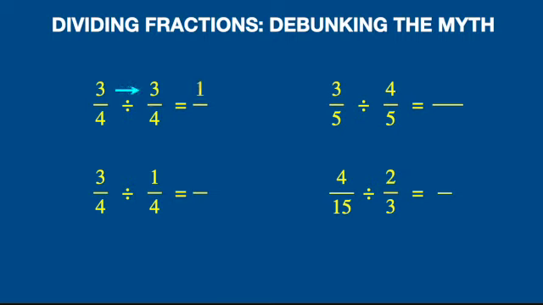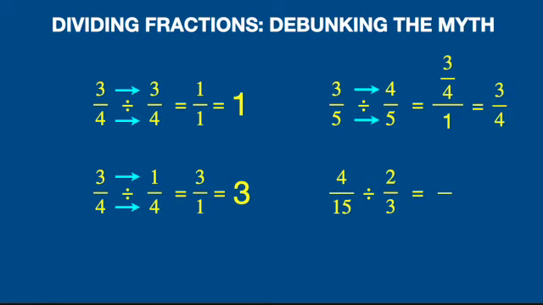3 divided by 3 is 1. 4 divided by 4 is 1. And the answer is still 1. Or 3 divided by 1 is 3. And 4 divided by 4 is 1, giving us the answer of 3, just like before. This one, like I said, is a little bit more challenging. But 3 divided by 4, we could think of that as 3/4. And 5 divided by 5 is 1. And 3/4 divided by 1 is 3/4.